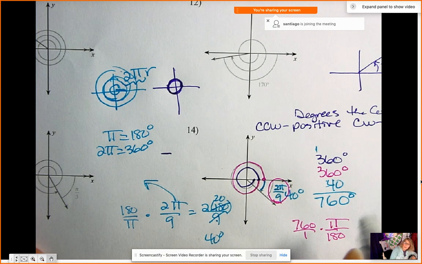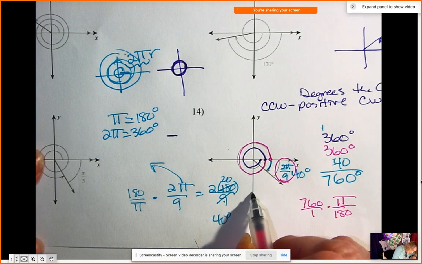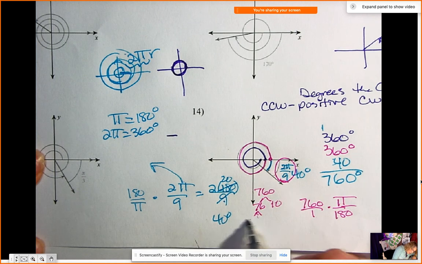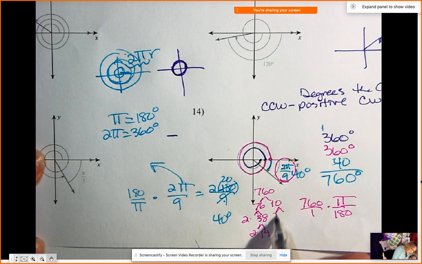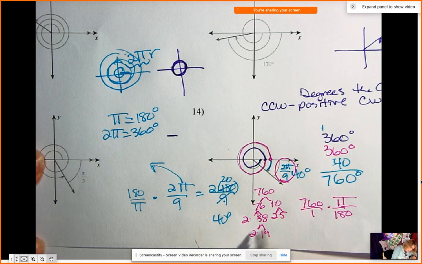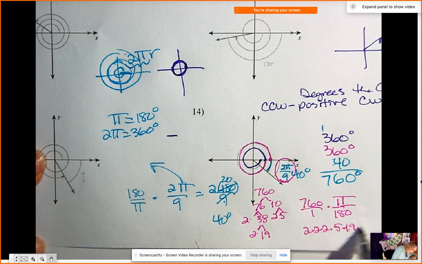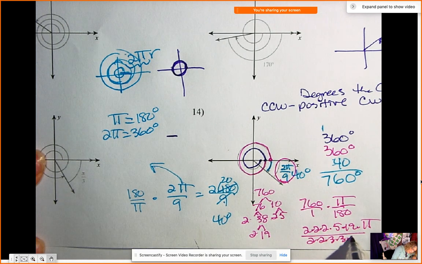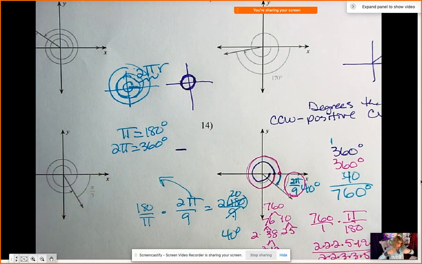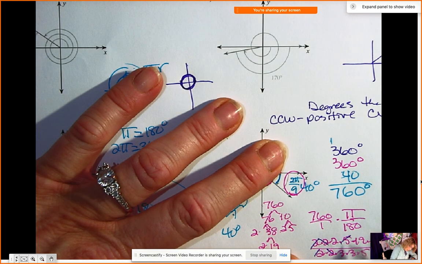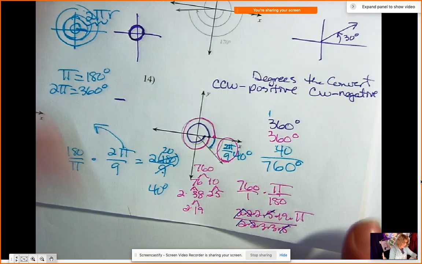I'm going to go ahead and prime factor 760. It's 76 times 10, 2 times 38, 2 times 19, 2 times 5. So I've got 2 times 2 times 2 times 5 times 19 times pi all over 2 times 2 times 3 times 3 times 5. 2 2s, 2 3s, 1 5. Doink, doink, doink. Anything left over is your answer.